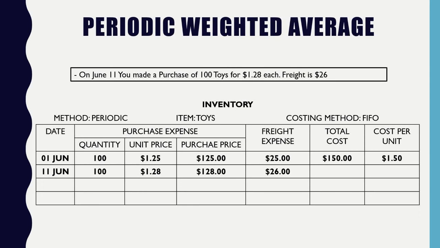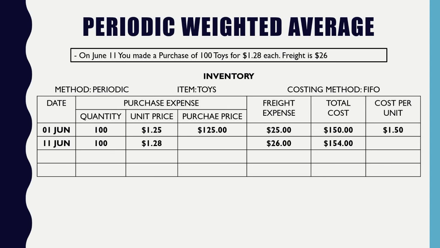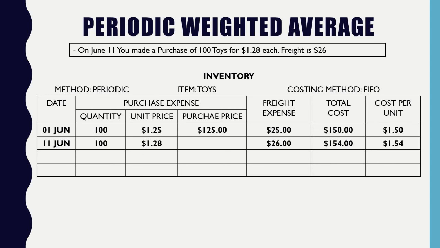Okay, plus 26 gives you $154, which then again, you have the option to choose whether you want to solve for the cost per item. In this case, why not? I solve for it and it's $1.54. Now this is where I want you to calculate your average cost per item, okay?